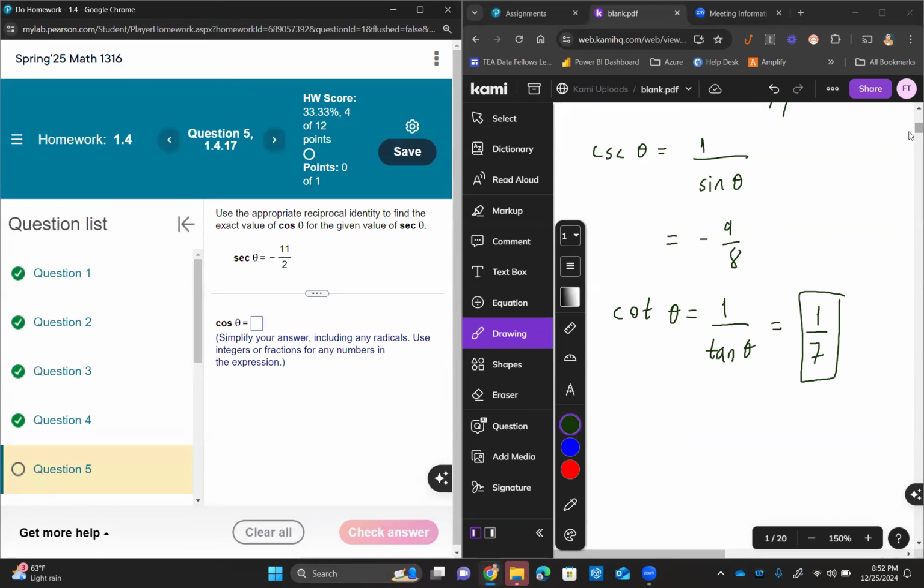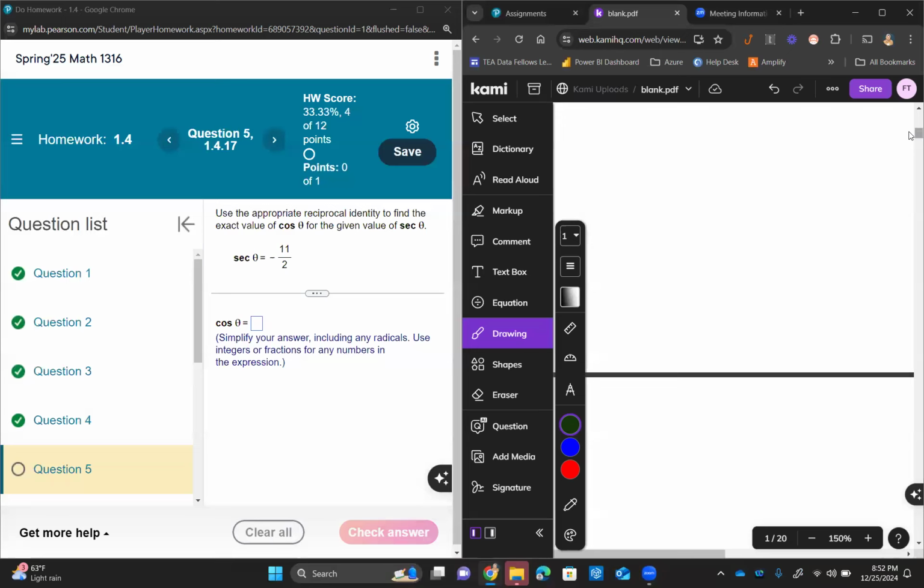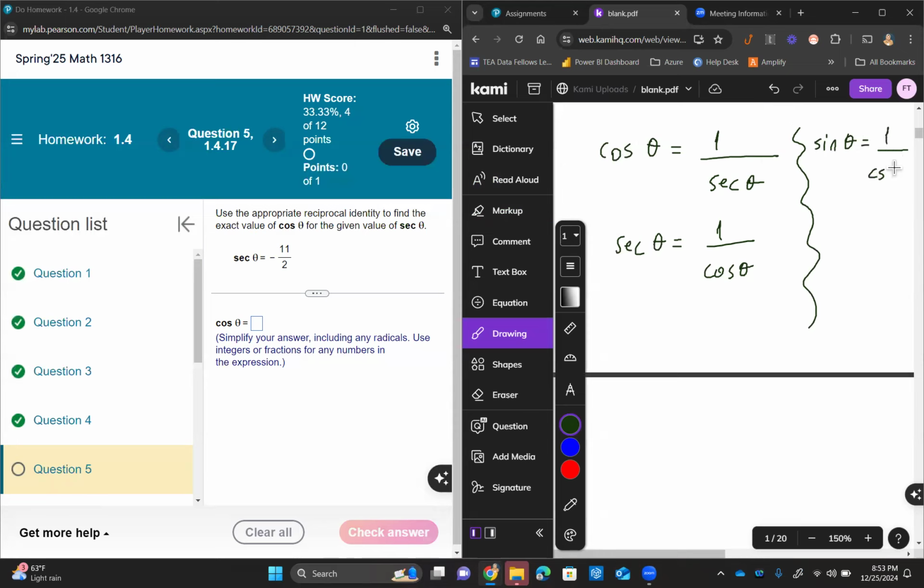For the next question here, it still asks me to use the reciprocal identity. So I have the secant value and I need to find the cosine of theta. So cosine is always the reciprocal of secant, or secant is always the reciprocal of cosine. These are the two main reciprocal identities. The other very famous one is sine of any angle is always the reciprocal of cosecant of theta. In other words, cosecant of theta is always the reciprocal of sine. So these are called reciprocal identities.